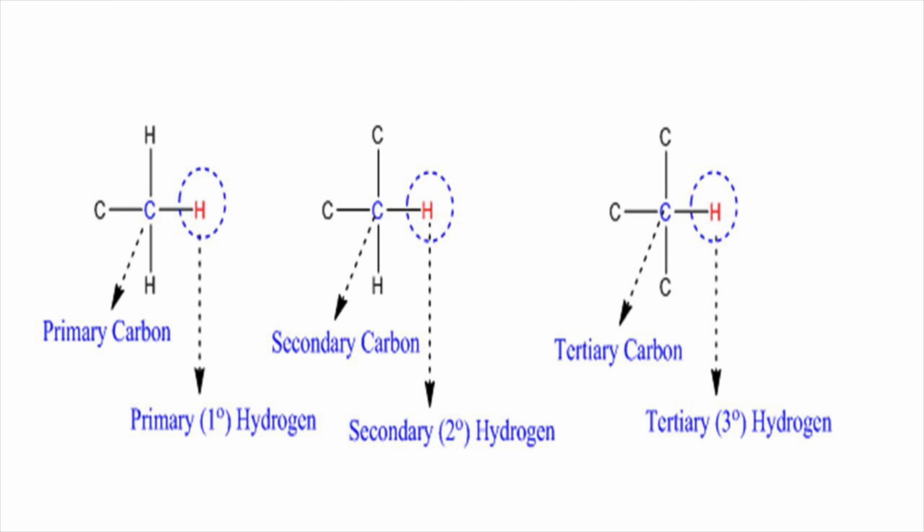Similarly, hydrogen atoms are also classified as primary, secondary, tertiary hydrogen atoms. If the hydrogen atom is attached to a primary carbon atom, then it is called primary hydrogen. If the hydrogen atom is attached to a secondary carbon atom, then it is called secondary hydrogen. And if the hydrogen atom is attached to a tertiary carbon atom, then it is called tertiary hydrogen.